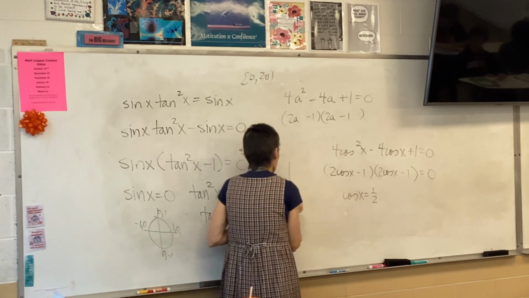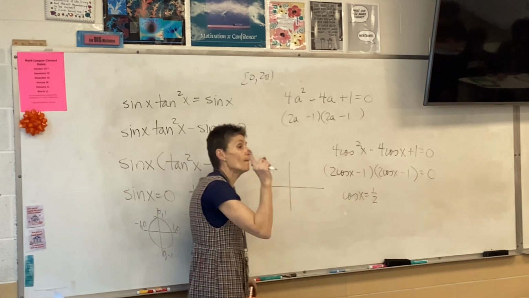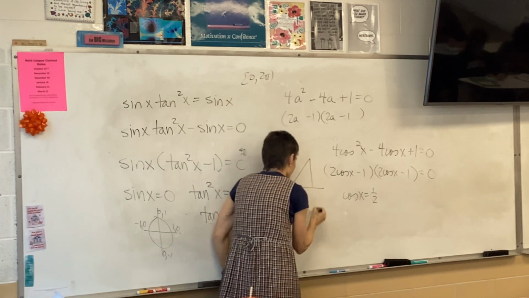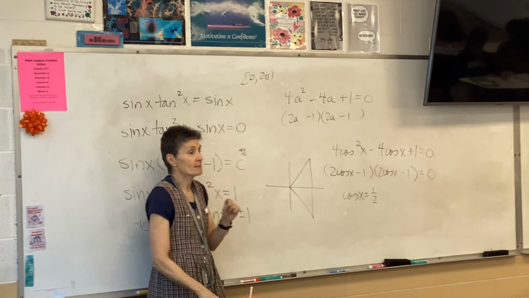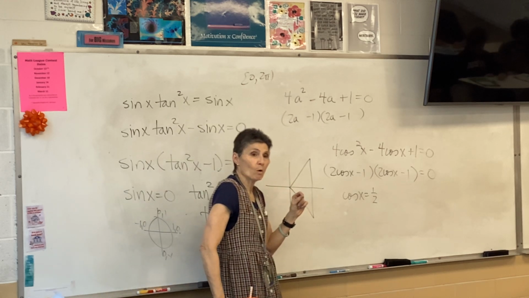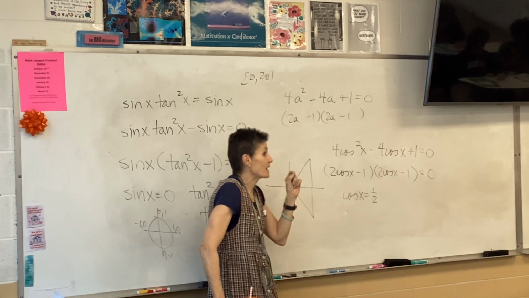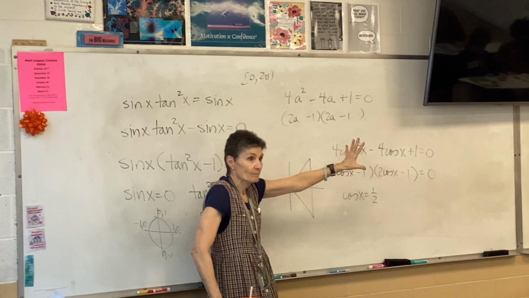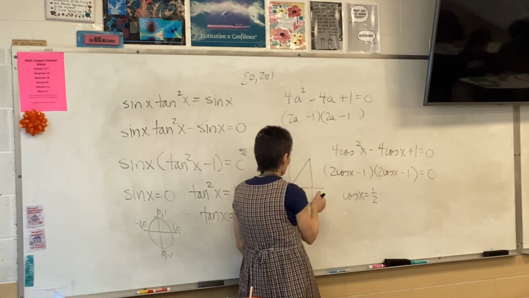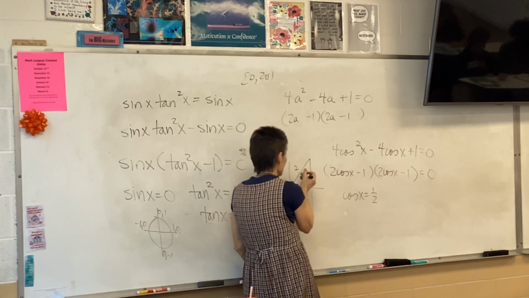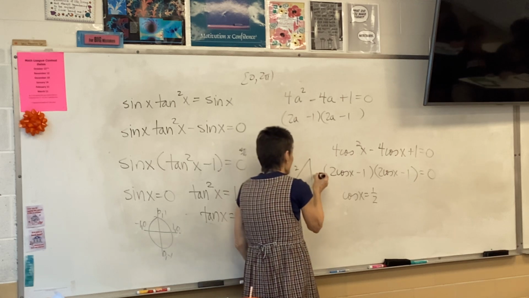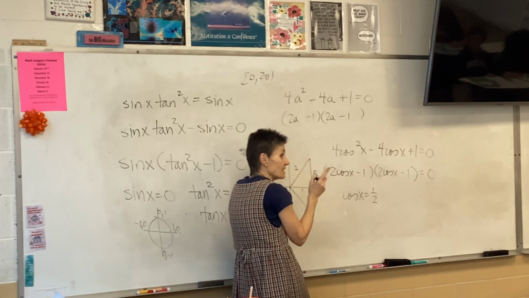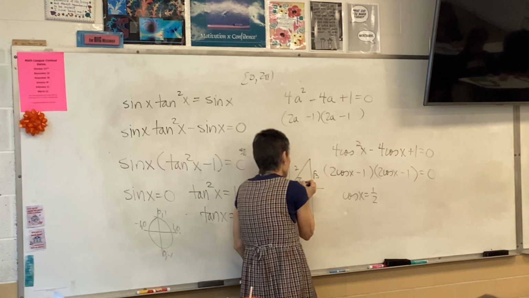So, where is the cosine positive? In 1 and 4. Cosine is positive in 1 and 4 because cosine is x, and x is positive on the right side. Now, adjacent over hypotenuse is 1/2. So this is a √3, and the angle is 60 degrees, which is pi over 3 in radians. Pi over 3.